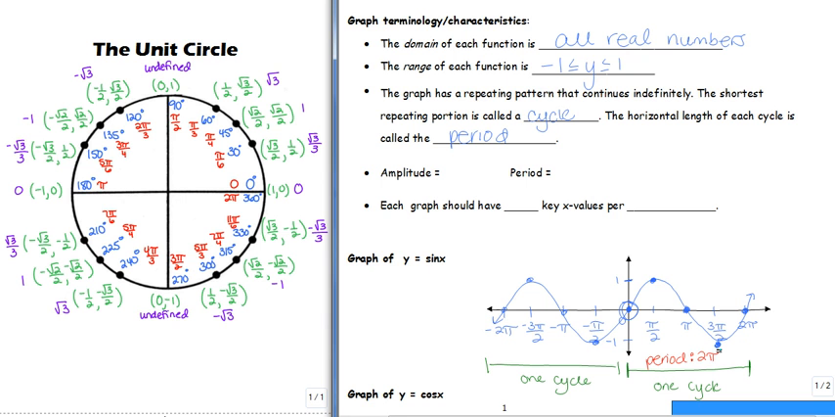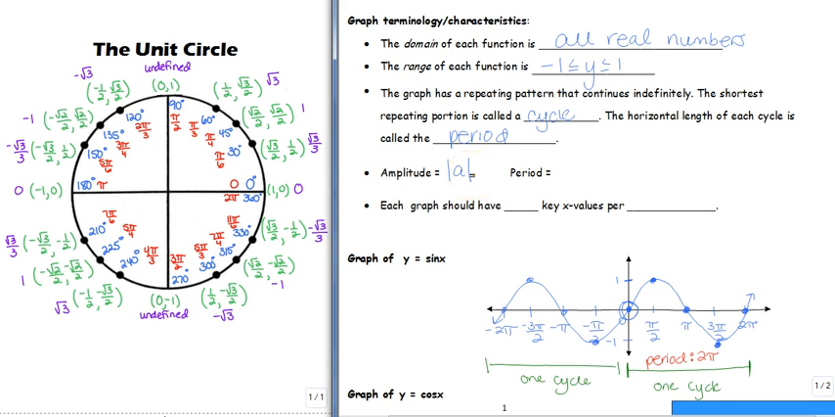So when I talk about one cycle, the length of that one cycle is the period. And this one, in our regular sine graph without any transitions or movements to it, is going to be 2 pi. Next is the amplitude. The amplitude is the absolute value of A.